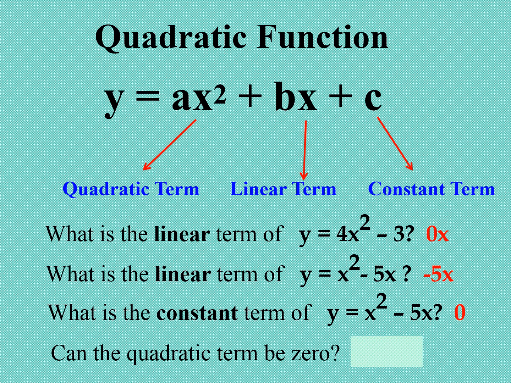Then the last one, can the quadratic term be 0? No. Because if we don't have a quadratic term, or our quadratic term becomes 0, the form will be a linear function.